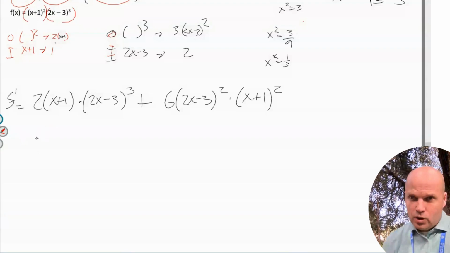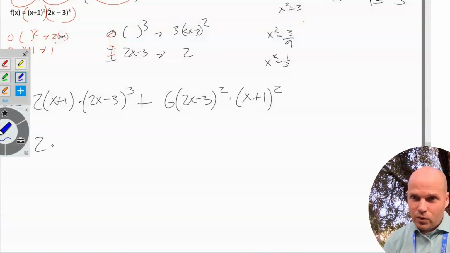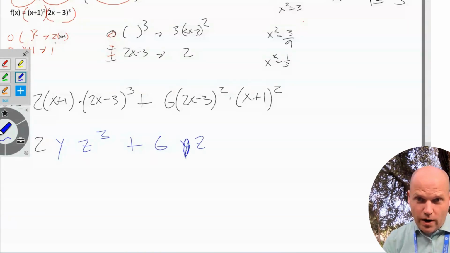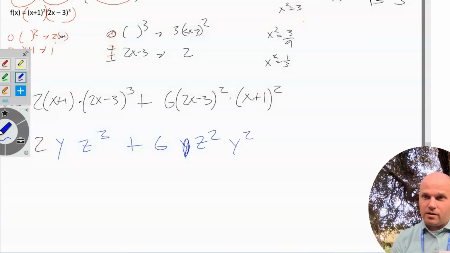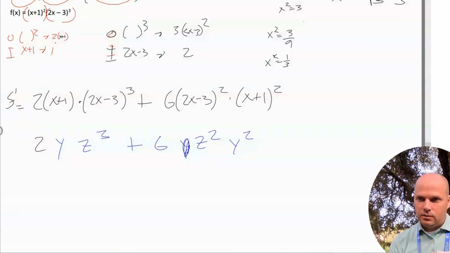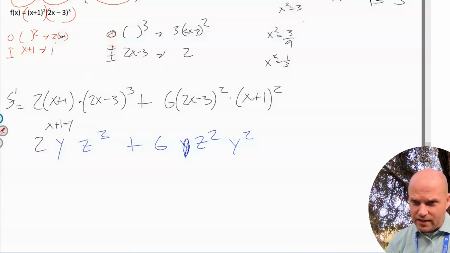Okay. I'm going to say this is 2 y z cubed plus 6 z squared y squared. But you see that? I'm going to say x plus 1 is y. So I have y to the 1, y squared. I'm going to say 2x minus 3 is z. And then let's factor.